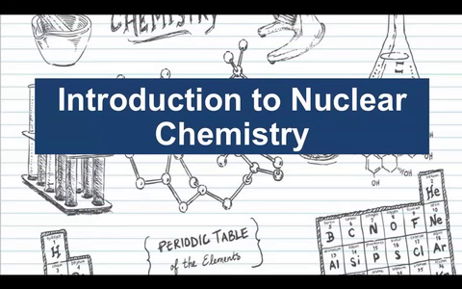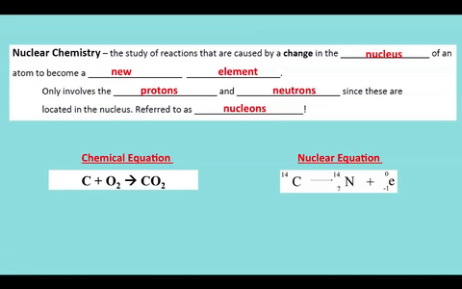This set of notes is going to give an overview of some basic stuff that we need to know for nuclear chemistry as we move into that. So nuclear chemistry is the study of reactions that are caused by a change in the nucleus of an atom to become a new element. So it involves just the protons and neutrons.